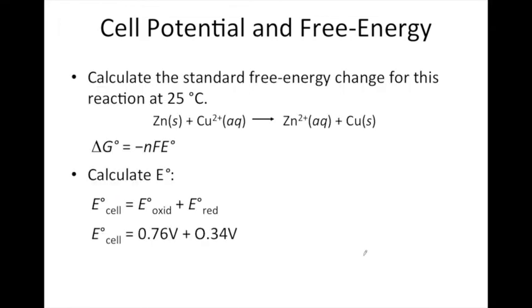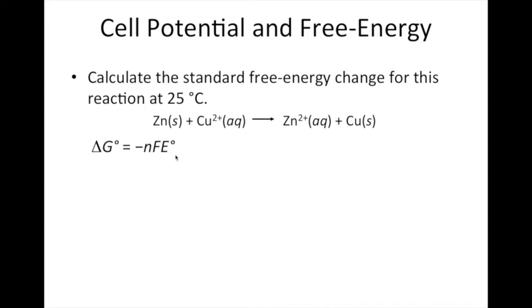So our equation for our standard cell potential becomes 0.76 volts. That's the oxidation potential for the zinc. And we add to that 0.34 volts, and that's the standard reduction potential for the copper. So we get an overall standard cell potential of 1.10 volts. We can substitute that right in here.